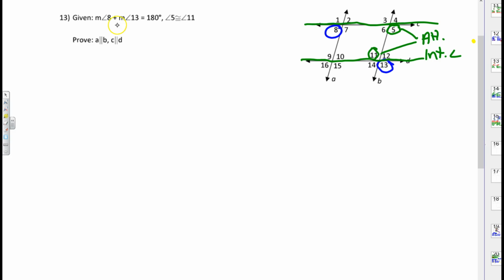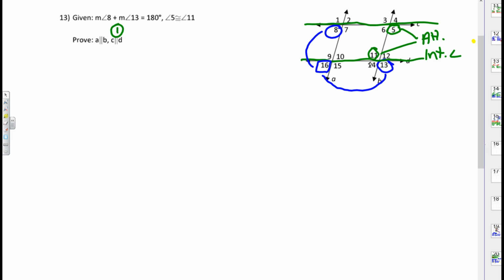So my second step after the givens is going to be to prove that C is parallel to D by the alternate interior angle theorem. Now I'm going to need a helper angle to help me get A parallel to B that involves the other pair of angles I'm given, this 8 and this 13. I want to choose a helper angle that has a relationship with both of them. I'm liking 16 because 16 corresponds with 8 and is a same side exterior angle with 13. So that's why 16 is a good helper angle.